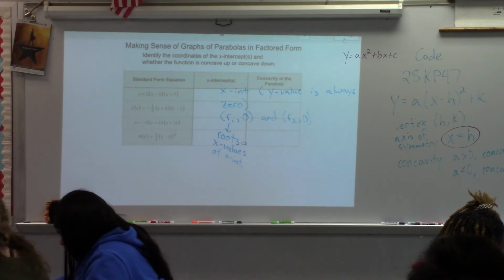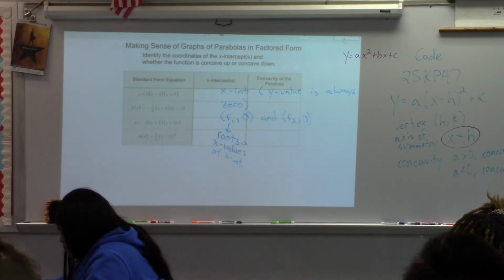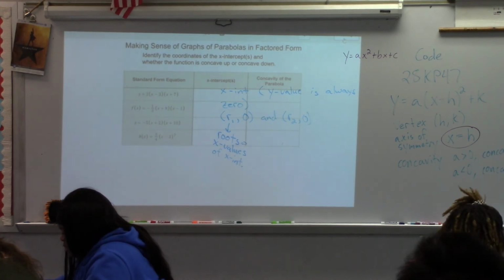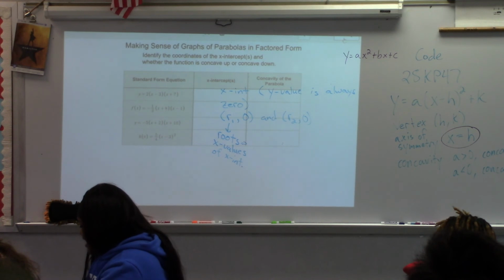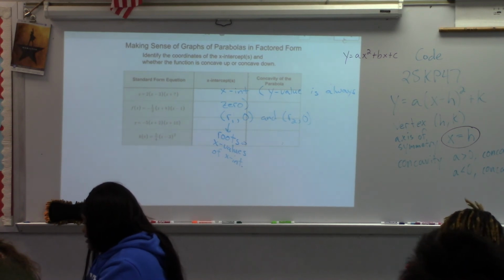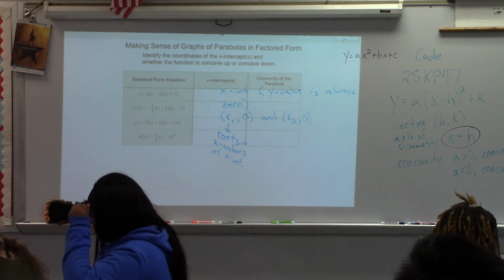So if the root is negative 3, that's going to make it x plus 3. The same thing as it was with the x minus h in the middle. See how when that h was negative, it made the formula x plus? So it's the opposite. If it gives you an x plus, it's negative.